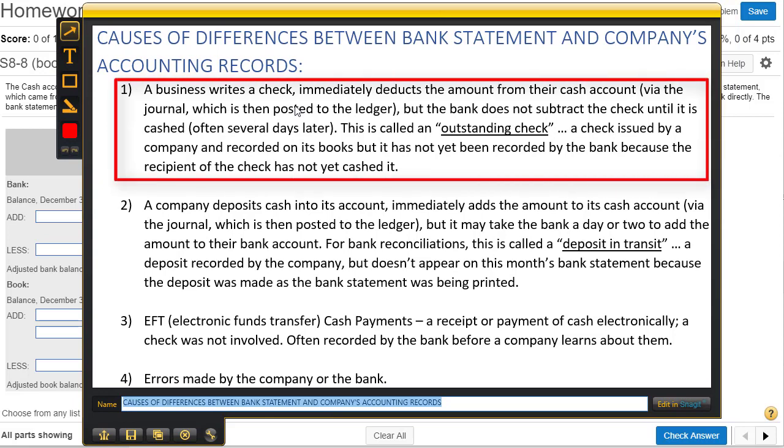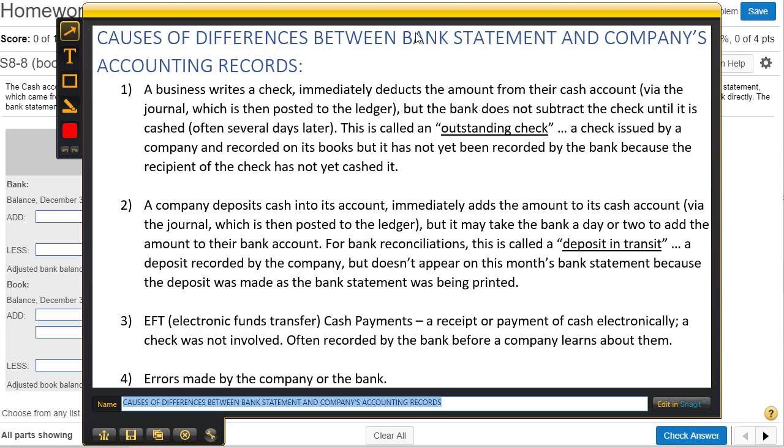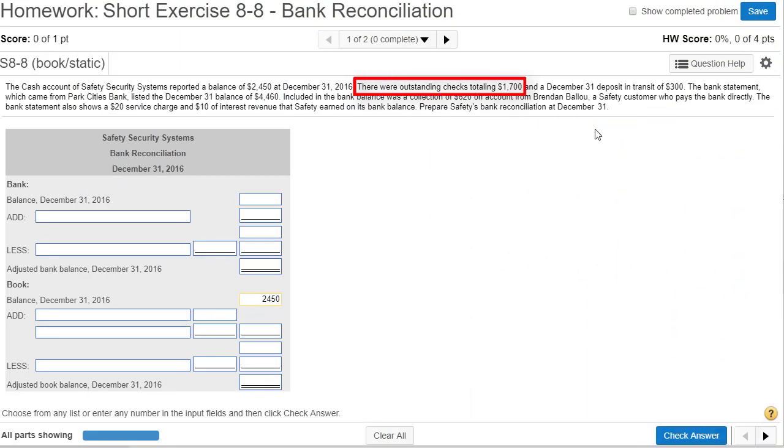That's when our business writes a check, immediately deducts the amount from our cash account via the journal, which is then posted to the ledger, but the bank does not subtract the check until it's cashed, often several days later. This is called an outstanding check. This is a check issued by a company, our company in this case, and recorded on its books, our accounting records, but has not yet been recorded by the bank because the recipient of the check has not yet cashed it. Okay? So we wrote a check, or maybe multiple checks, totaling $1,700. We entered them in our accounting records, but they did not show up on the bank statement.